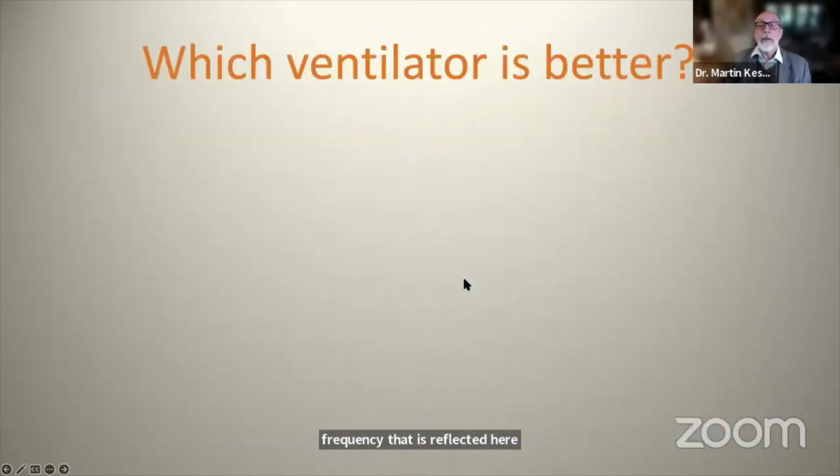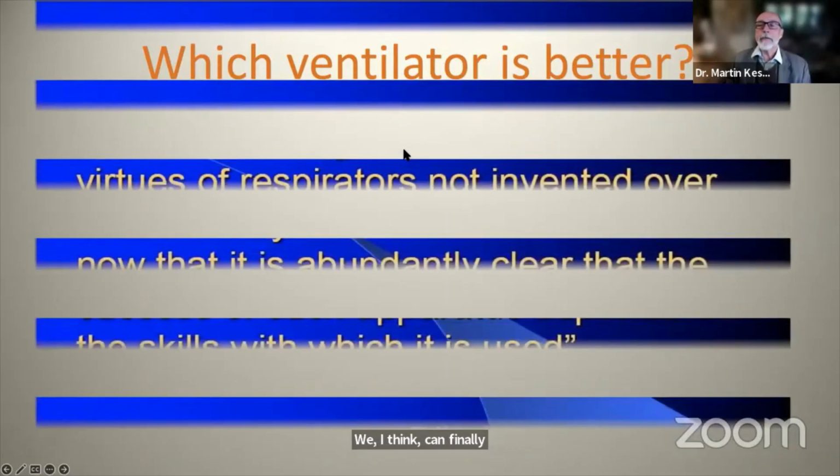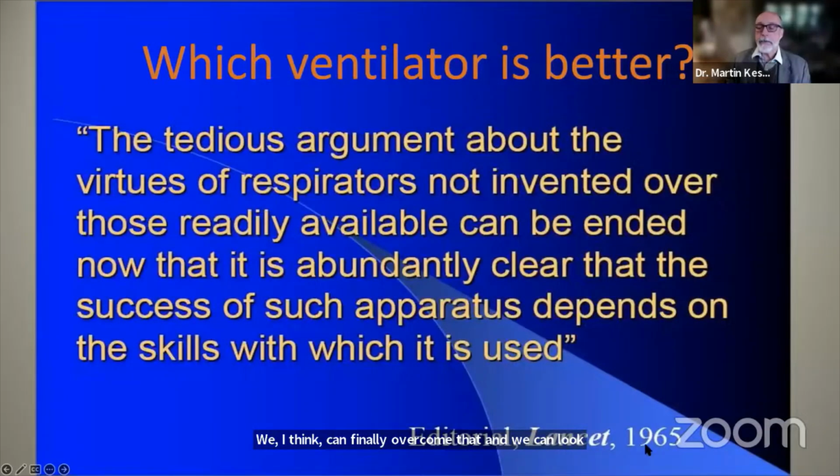So we have spent a lot of time over the years arguing about which ventilator is better. But we, I think, can finally overcome that, and we can look back at a wise person who wrote an editorial in 1965 that points out what we have all come to learn over the years, which is that arguing about virtues of respirators not invented over those readily available can be ended now that it is abundantly clear that the success of such apparatus depends on the skills with which it is used. In other words, it's not the hammer, it's the carpenter.